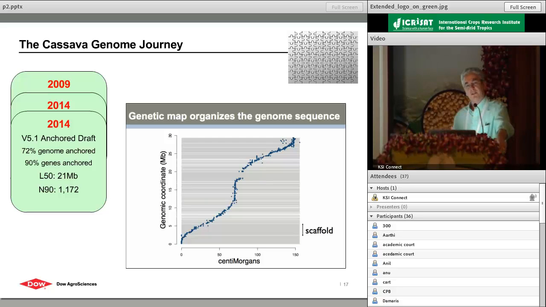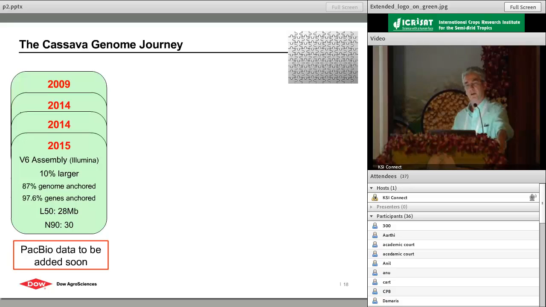And then just recently, we have taken a fresh look at the genome assembly using more up-to-date sequencing methods and have a slightly larger genome assembly. But this time, we've got 97% of the genes anchored to this, and the quality of the assembly is much higher. And we also have some PacBio data we're about to add later this year. So now, for the first time, instead of the 12,000 pieces, we have chromosomes.